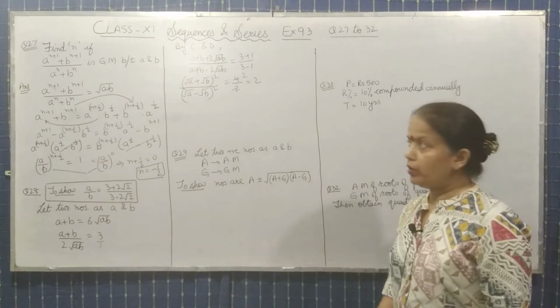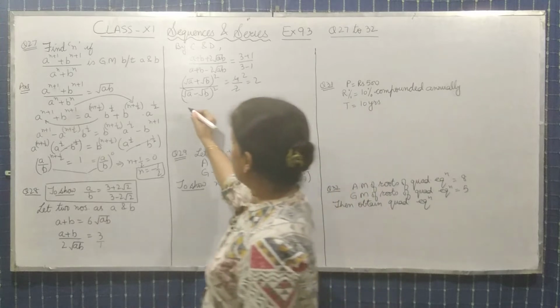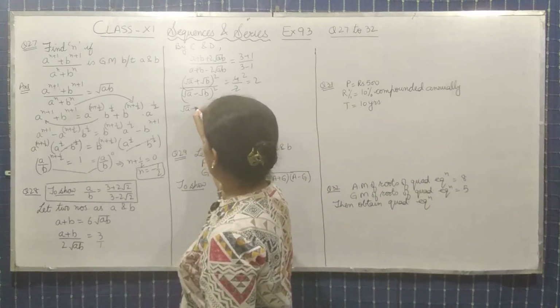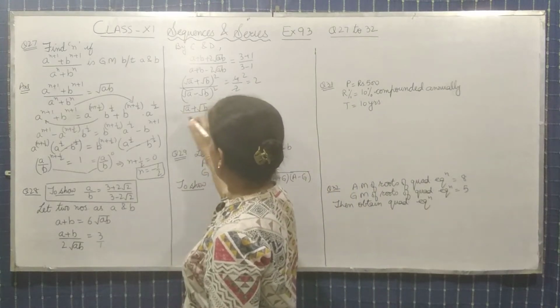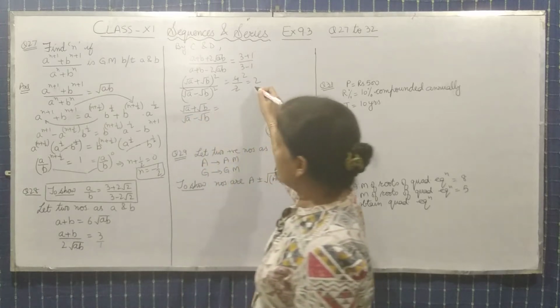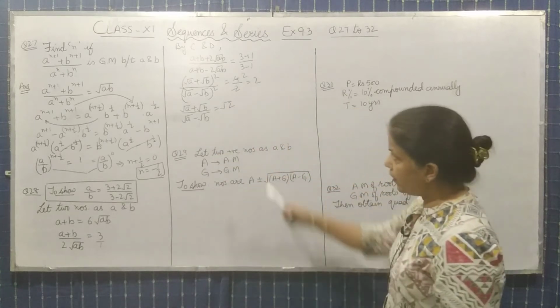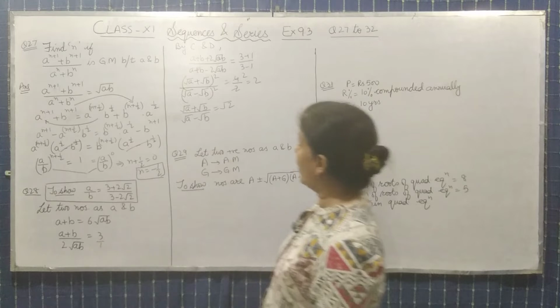Okay, now next step, taking square root on both sides. So you will get root a plus root b upon root a minus root b equal to square root on both sides. It will become root 2. Now if you see, this root 2 is coming here, okay?